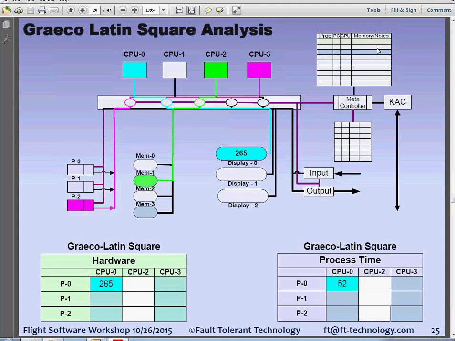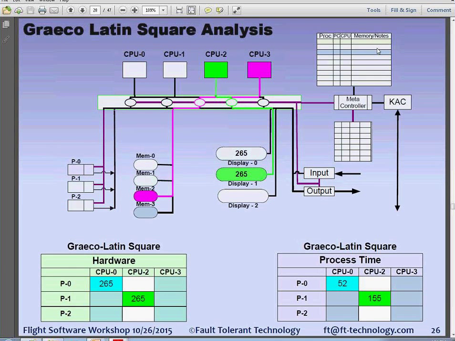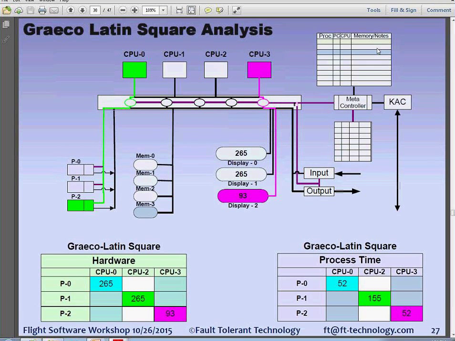So the blue process does the memory lookup and displays it in display 0, and it puts it into the square down here, CPU 0 and P0. So we can see here that it's 265, an arbitrary value of error, and it took, say, 52 microseconds to complete. Over here, the green process does 265, but it took 155 microseconds. And we find that the pink process was 93 and it took 52 microseconds to complete.